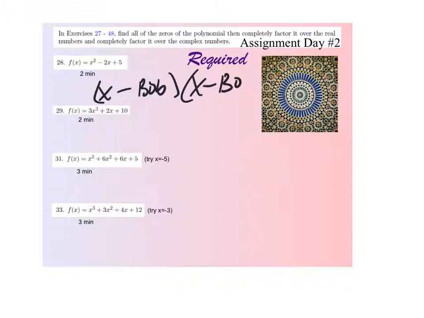If you don't understand what I'm talking about, start by just doing the quadratic formula. And then remember, it's x minus Bob. Whatever Bob comes out of the quadratic formula as, 2 plus 3i, whatever it is, that goes there. And then that'll be your factor, like that. Okay.